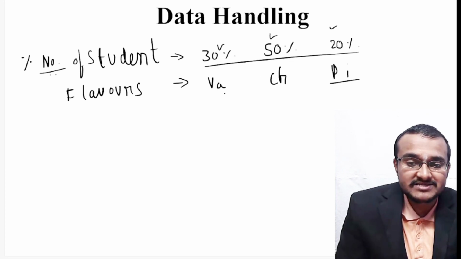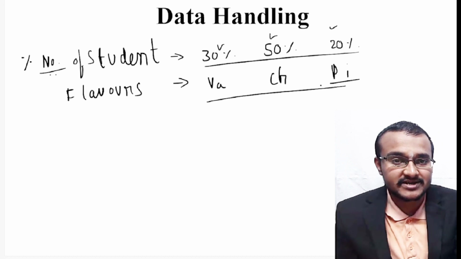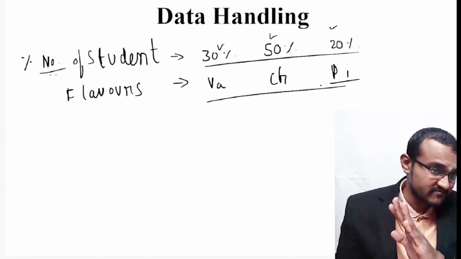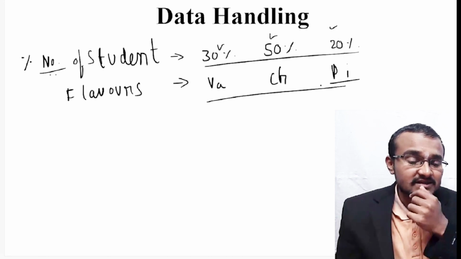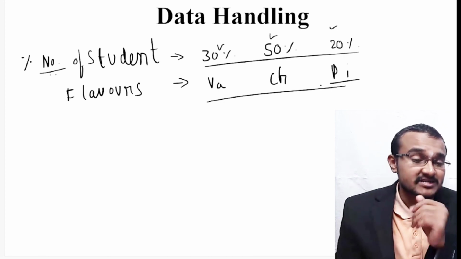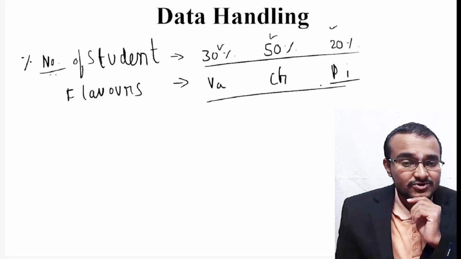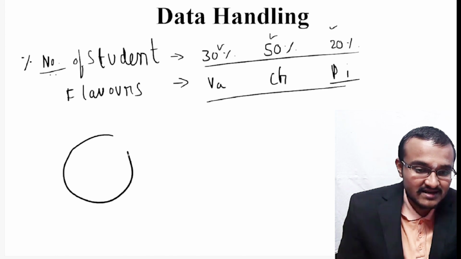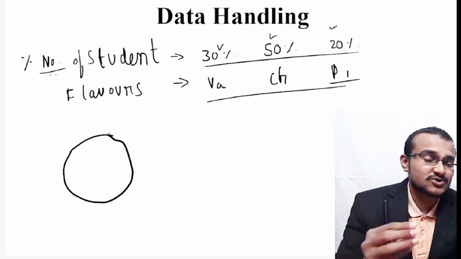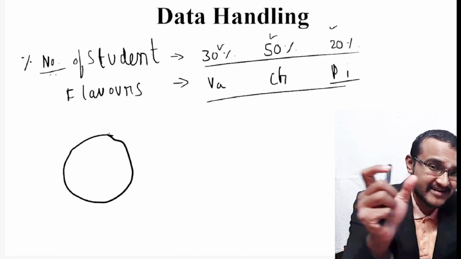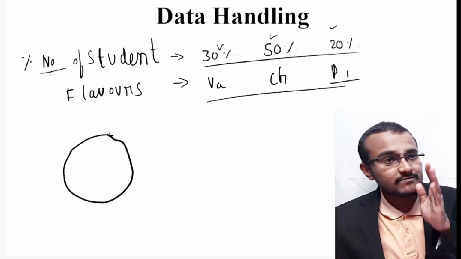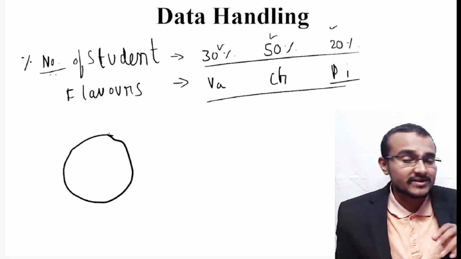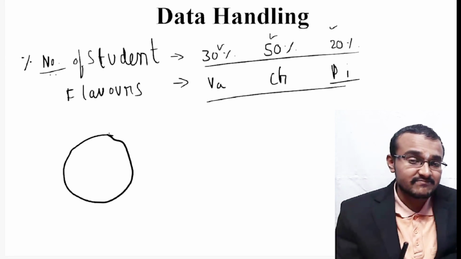How will we represent these data sets? Now you have two data sets: one is the flavor, which flavored ice creams you have, and the other is the percentage of number of students. So I will divide this circle into three zones representing the three different flavors: how many students like chocolate, how many like vanilla, and how many like pista.